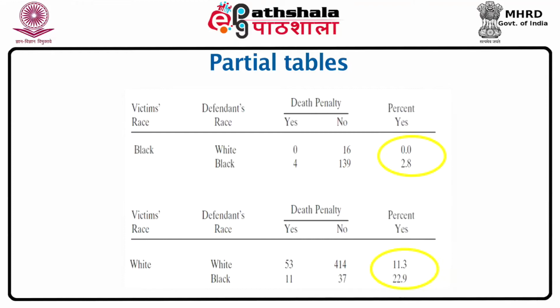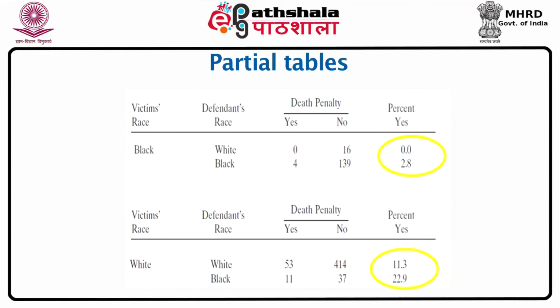So for cases where the victim is black, we can see that in cases where the defendant is white, none of the cases were awarded the death penalty. In cases where the defendant was black, 2.8% of cases were awarded the death penalty. So in this case, black defendants have a greater chance of being awarded the death penalty.